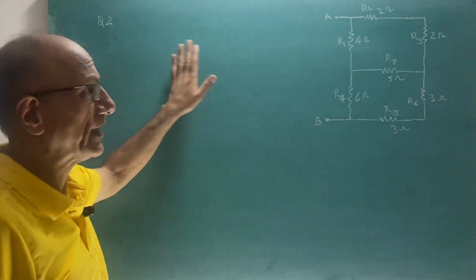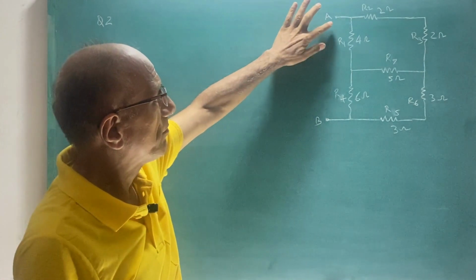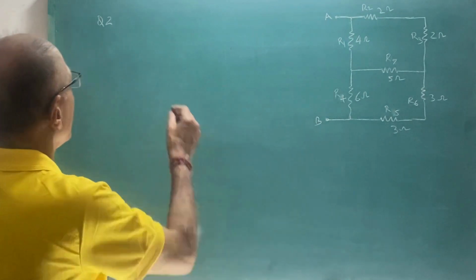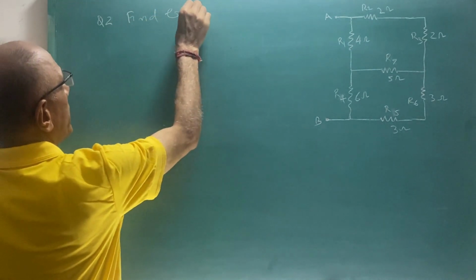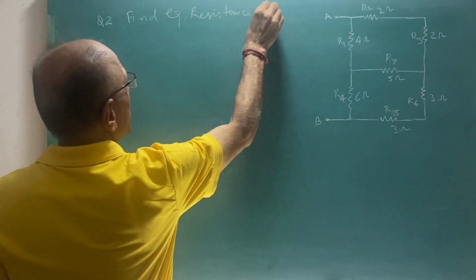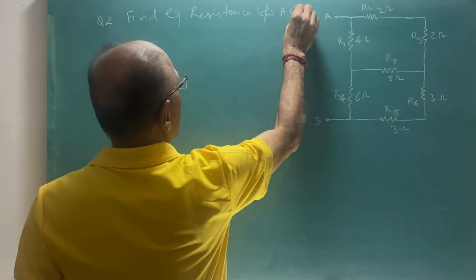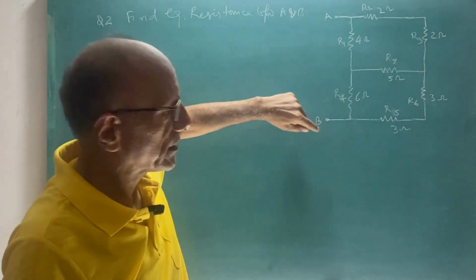Now we can solve question number 2. We have to find the equivalent resistance between A and B. So here is A and here is B.